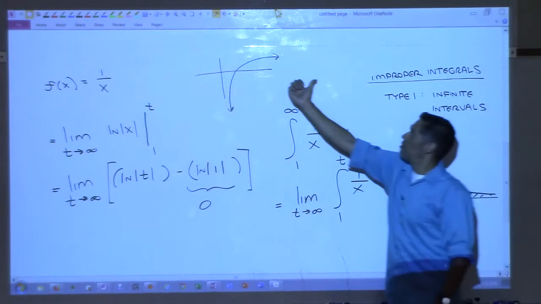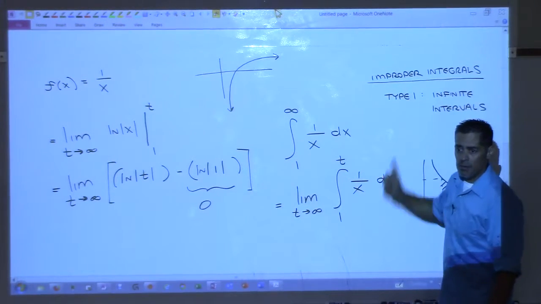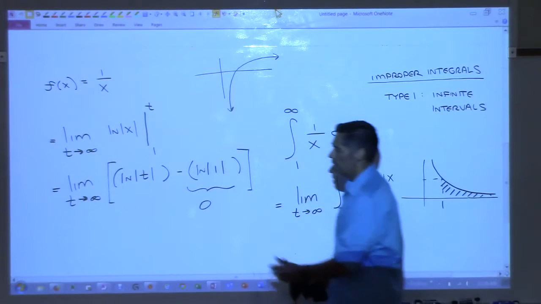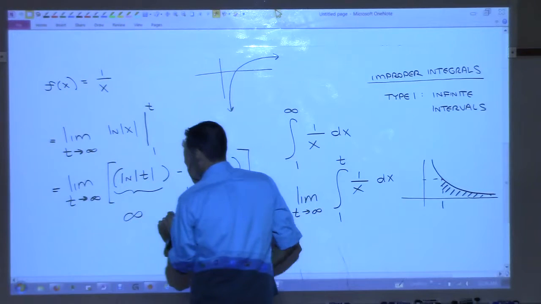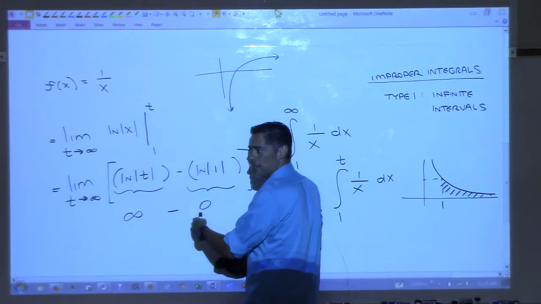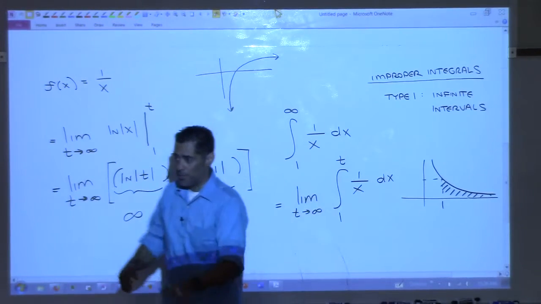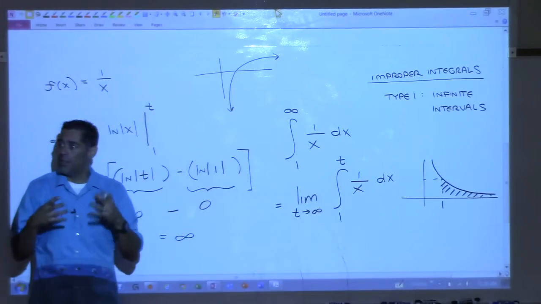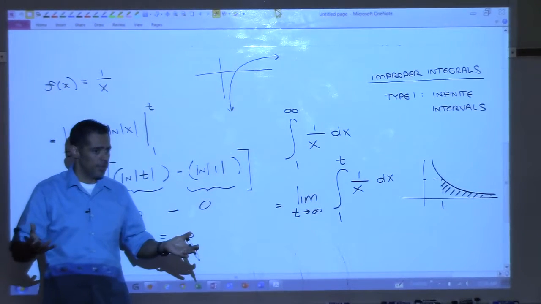So as you go out to infinity, what does natural log do? Heads up to infinity also. So that means this heads where? To infinity. And infinity minus 0 is still infinity. So what's happening here? It's blowing up, right? The area is accumulating too fast, and it is overfilling the cup, so to speak.